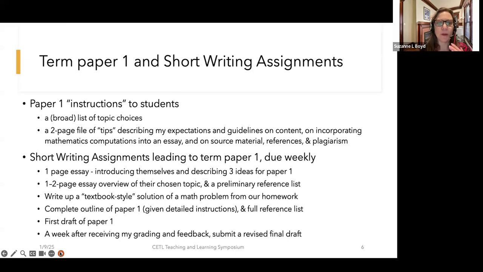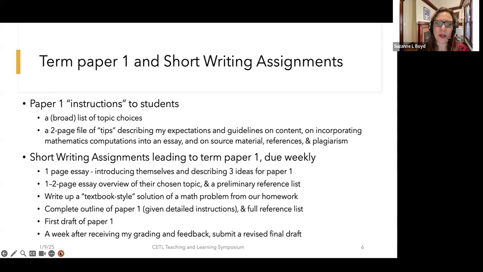And then the short writing assignments. For term paper 1, they have to write a page with different ideas for the paper, and then I choose one, and then they have to do a brief overview. They have to write about math, and this is something new for them. They either write math problems with maybe showing some work, or type sentences for an English class, but they have to put those two things together. Even though they've looked at textbooks, they've never done that themselves. So I have them write up a textbook-style solution of a math problem from our homework. They have to write all the connecting words and type it all up.